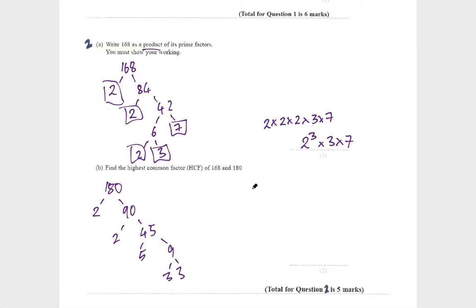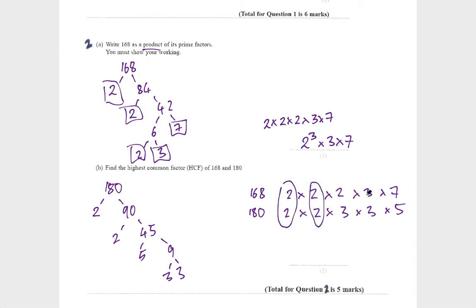So I get 168 as 2 times 2 times 2 times 3 times 7, and 180 as 2 times 2 times 3 times 3 times 5. And I look for the factors in common, because if I multiply those together, they will give me the highest common factor of these two numbers. So HCF is 2 times 2 times 3, the common ones. 12.